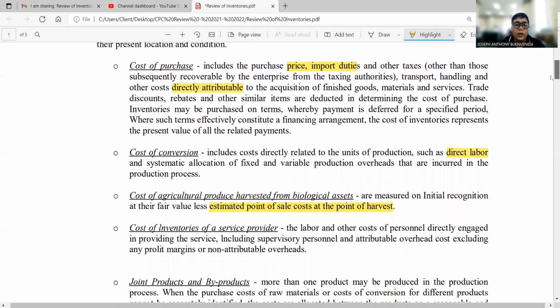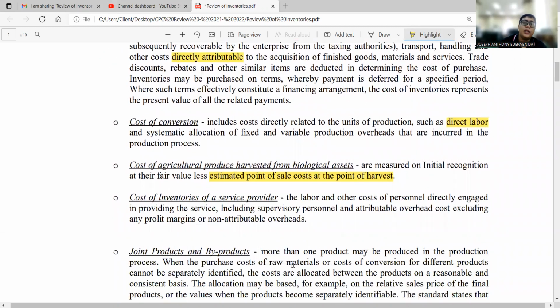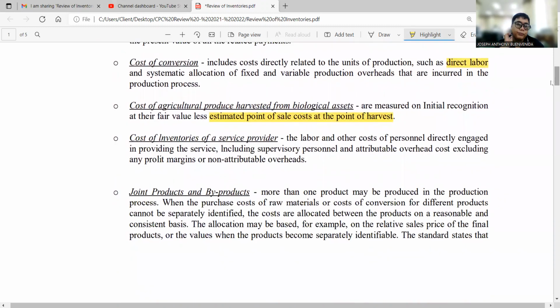What else? Cost of inventories of a service provider: the labor and other costs of personnel directly engaged in providing the service. Next, the joint products and byproducts. We have these in cost accounting or advanced accounting, but let me explain briefly what a joint product and a byproduct are.